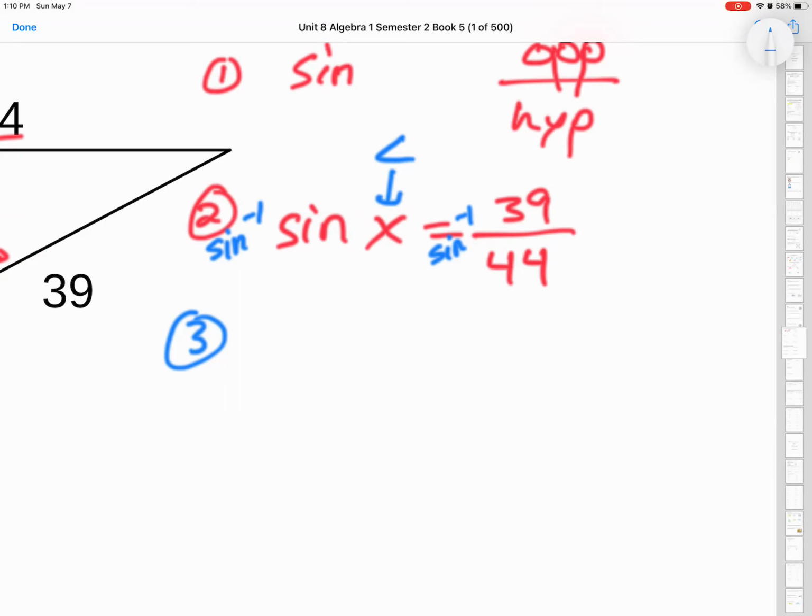Now, what happens when we do the sine inverse on both sides, like we are currently, and you see in the blue, is your sine inverse comes together with your sine function, and they cancel out with one another on the left side, leaving you your X. And then that's equal to the sine inverse of 39 divided by 44.